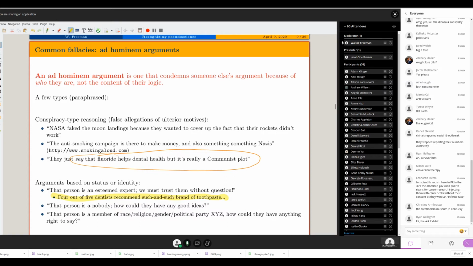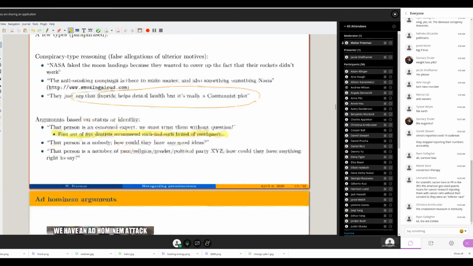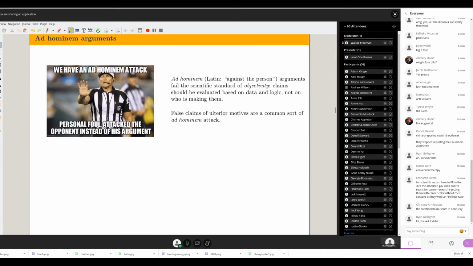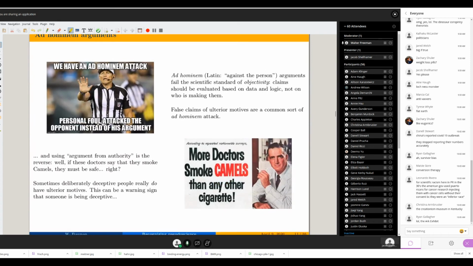Again, what you say should matter rather than who you are. But another one are these arguments from authority. This is the opposite of an ad hominem attack, saying, "Oh well, more doctors smoke Camels, so obviously they must be the safe kind of cigarette, right?" This was a real ad, right?